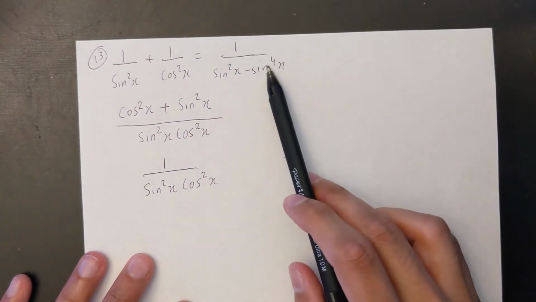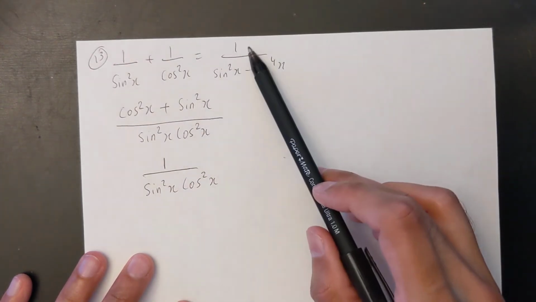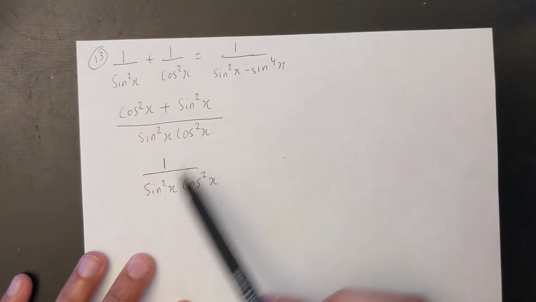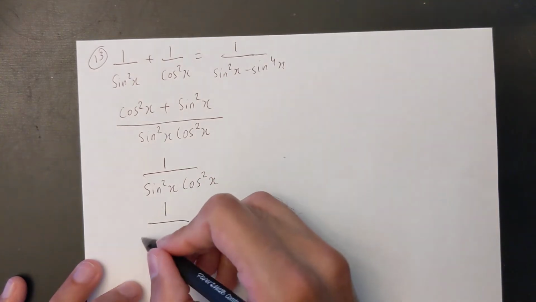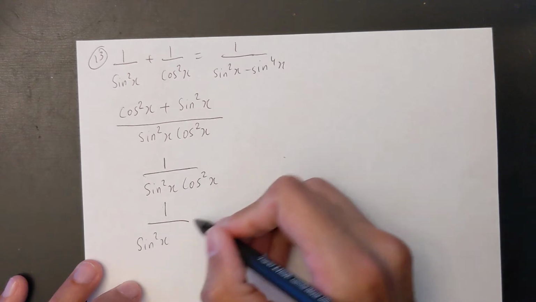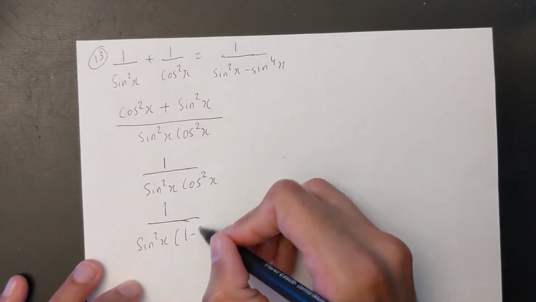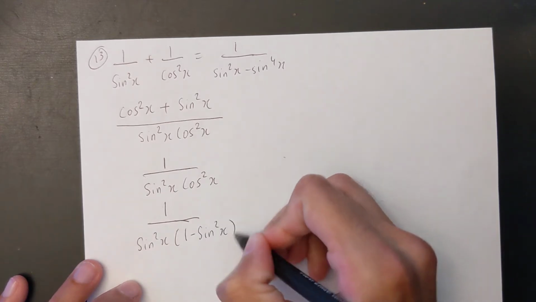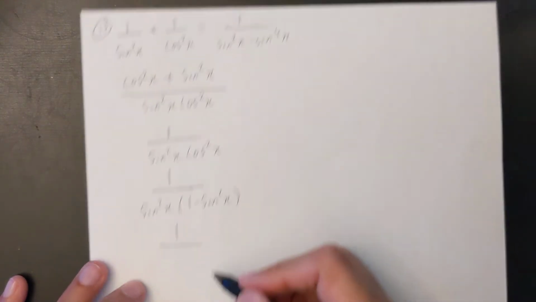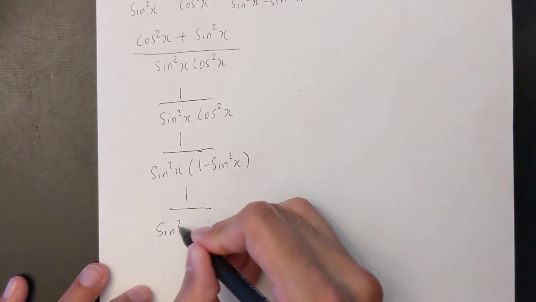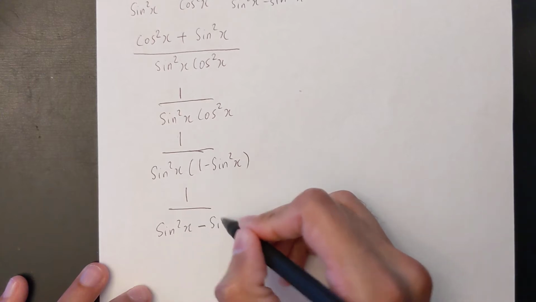If I compare this to the other side, the 1's are the same, and there's sine, but there's no cos, so I need to get rid of the cos. I know I can replace cos square x with 1 minus sine square x. Then I finally just have to multiply this into the bracket to get the other side.